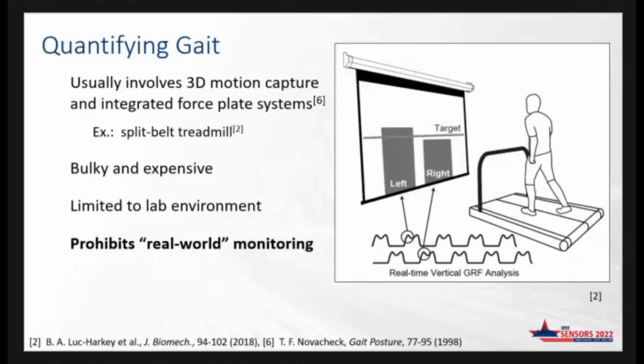So the way that these are typically quantified involves lab equipment like motion capture systems, or something like the split belt treadmill, where you're able to monitor the force on each limb independently. And while this works really well, it's obviously bulky and expensive, and you can't bring this into the real world. You can't walk around on a treadmill, obviously. So this prohibits the kind of real world monitoring that we're looking to do.